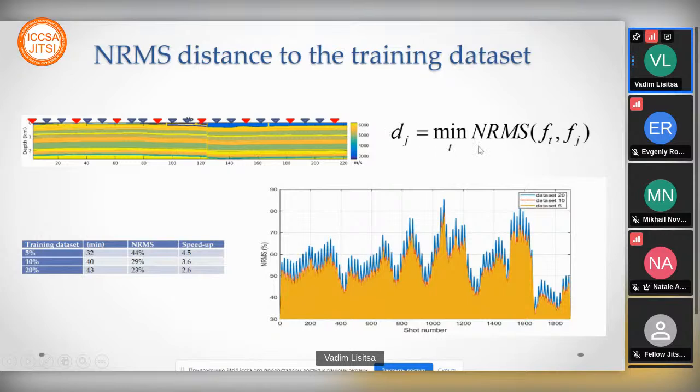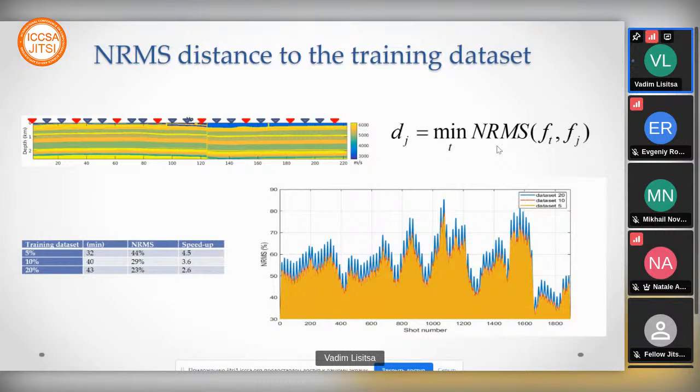And we introduced the measure: the minimum of the NRMS between the seismogram for a particular source from the entire data set and the seismograms from the training data set. It's a distance, the minimal distance from any source to all the sources from the training data set. That's what this formula means, and that's what we represent in the plot on the bottom.